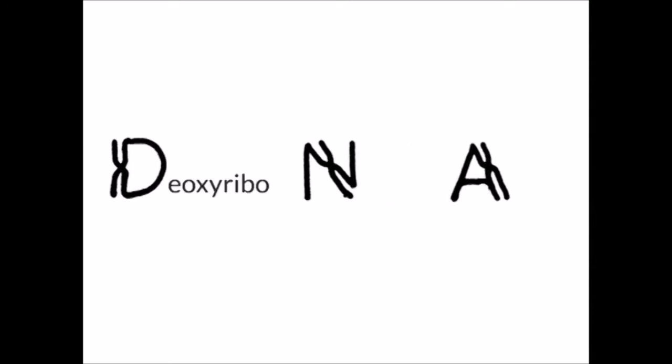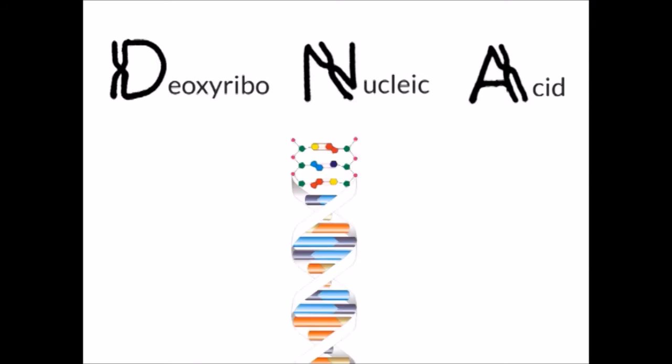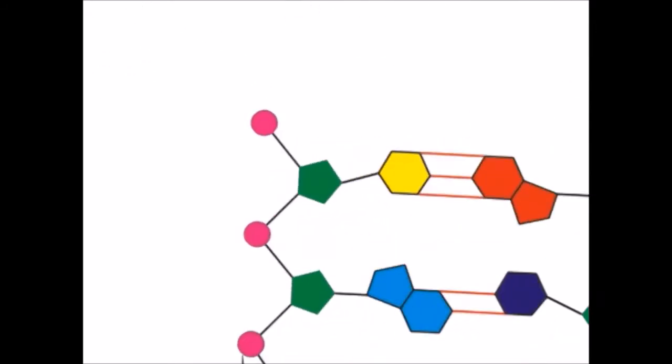First, let's look at DNA. DNA stands for deoxyribonucleic acid. It holds what is essentially our genetic blueprint. DNA is formed of 2 polynucleotides coiled into a double helix structure.